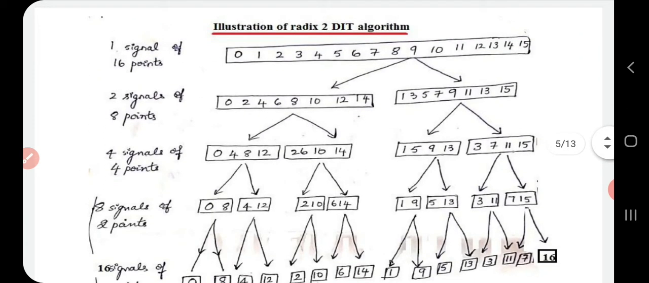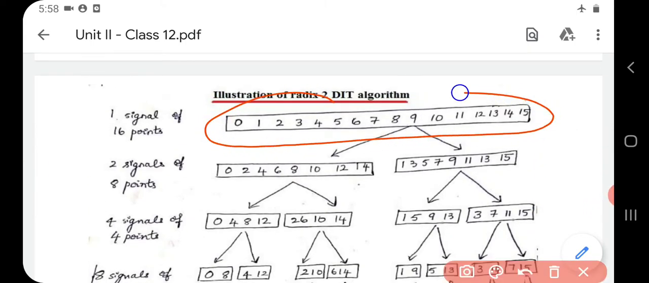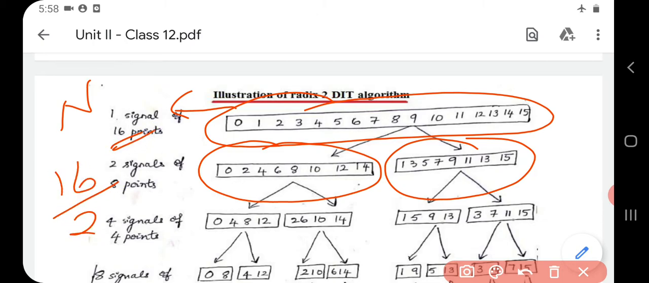Now this is just a mathematical representation or illustration of a radix 2 DIT algorithm. See, here you have got one single signal with 16 points. You can assume this as an n point sequence. Now as per DIT, you are dividing that n point sequence into n by 2 point sequences. You are splitting, or transforming, that original n point sequence into two n by 2 point sequences, one comprising even components and the other comprising odd components. Since it is 16, n by 2 will be 16 by 2, so that will be 8.